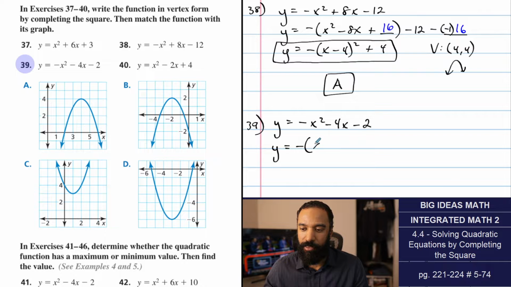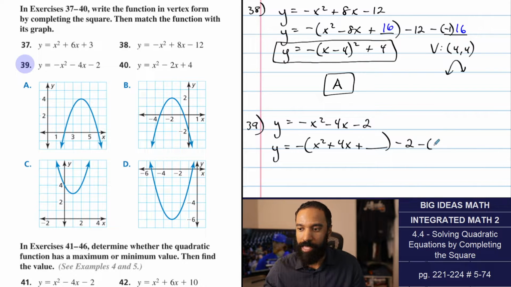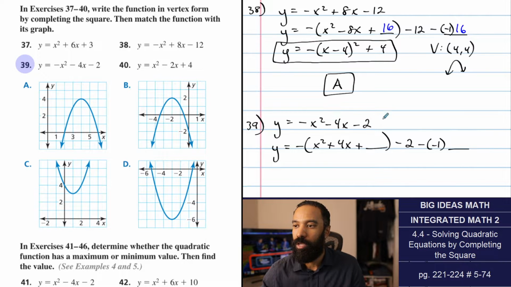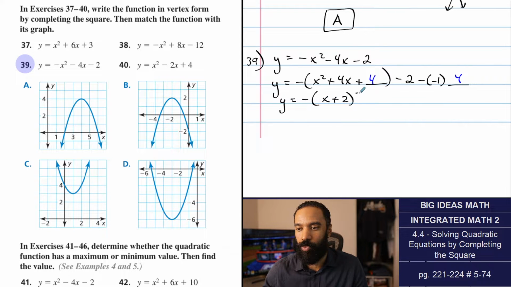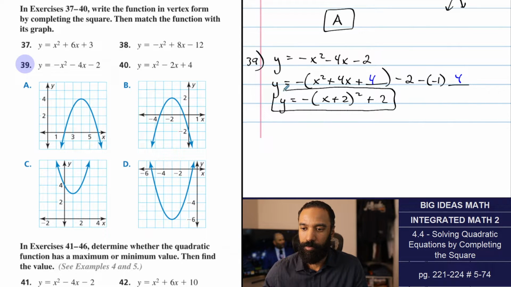I'm going to factor the negative out of the first two terms here: negative x squared plus 4x, and let's complete the square. As this negative 2 sits on the outside, we are going to subtract the opposite, right? The negative 1 here is going to multiply by whatever number goes there. This is a 4, and a 4. So this factors into the opposite of x plus 2 quantity squared, and negative 2 plus 4 gives us positive 2. There's the vertex form with the vertex of negative 2, 2.